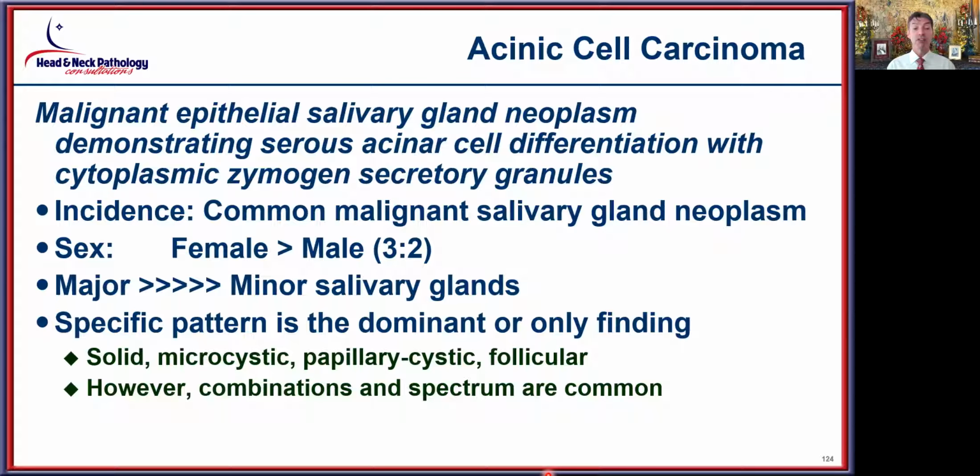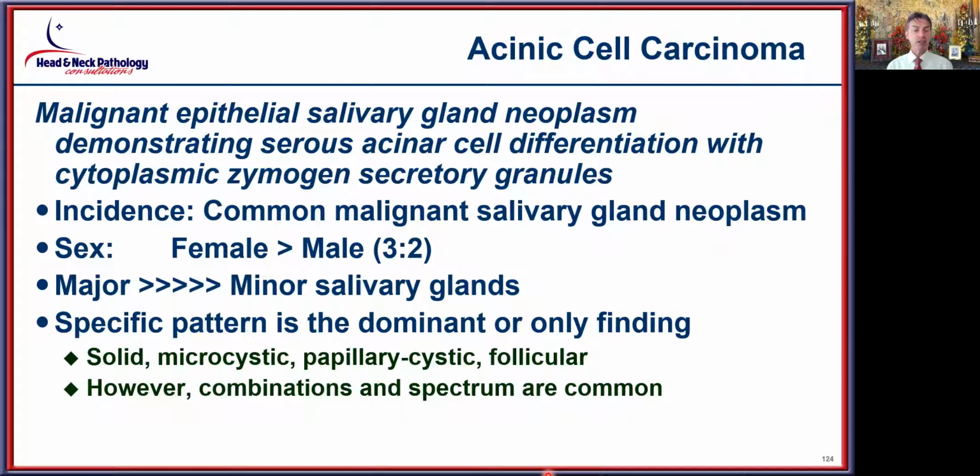As you will tell, major salivary gland accounts for by far and away the most frequent number. In fact, if I think about acinic cell carcinoma in minor salivary glands, it probably isn't. In other words, it probably represents a secretory carcinoma or some other category of tumor rather than an acinic cell carcinoma. It really is a tumor that develops in major salivary gland locations.